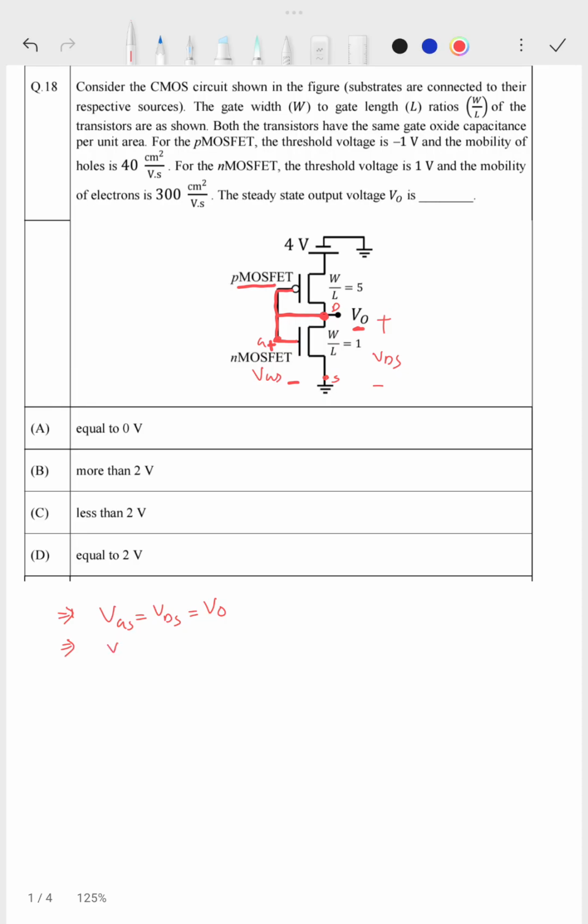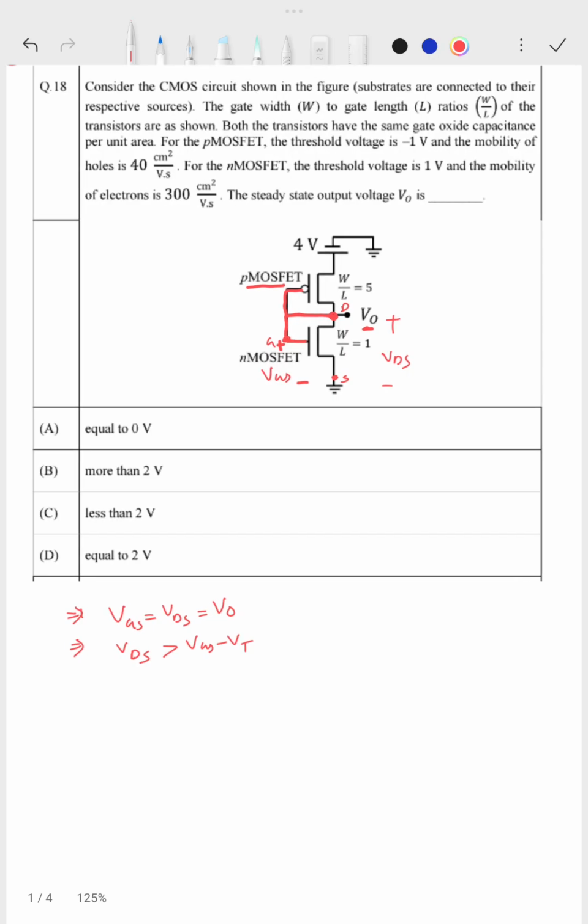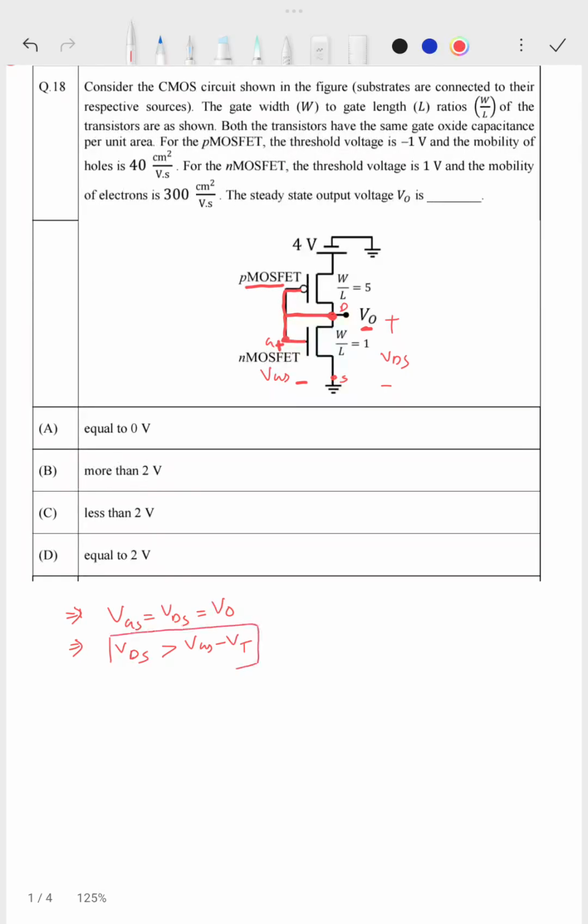From here it is clear that VDS is greater than VGS minus VT. Why? Because VDS is equal to VGS and VT is 1 volt for NMOS. So VGS minus 1 is definitely less than VDS. So this equation is satisfied, which means the NMOS is in saturation. Okay, so what is the current ID?